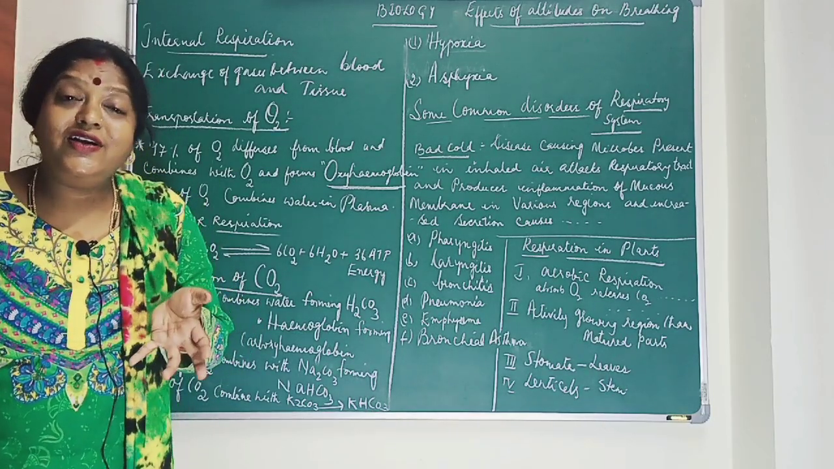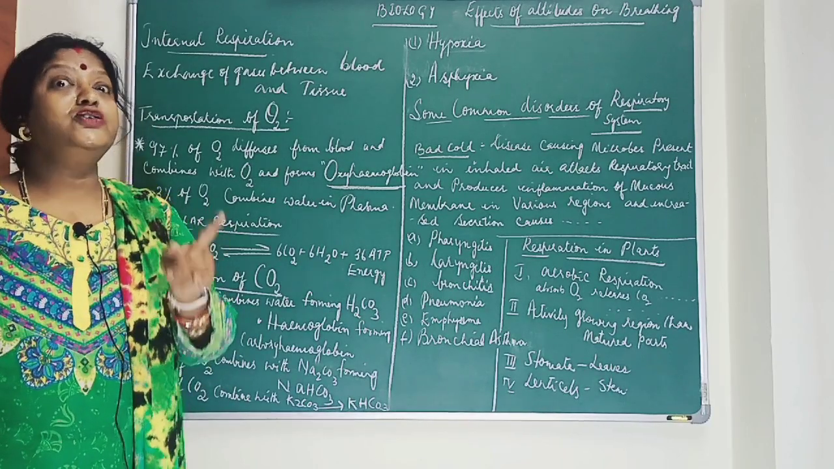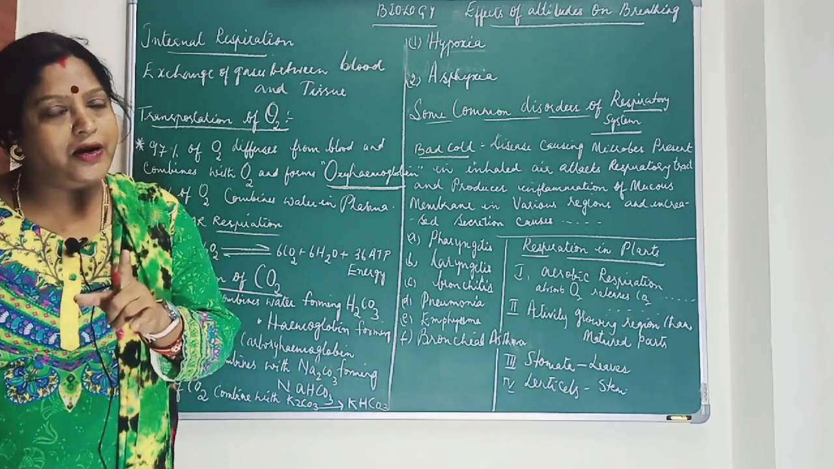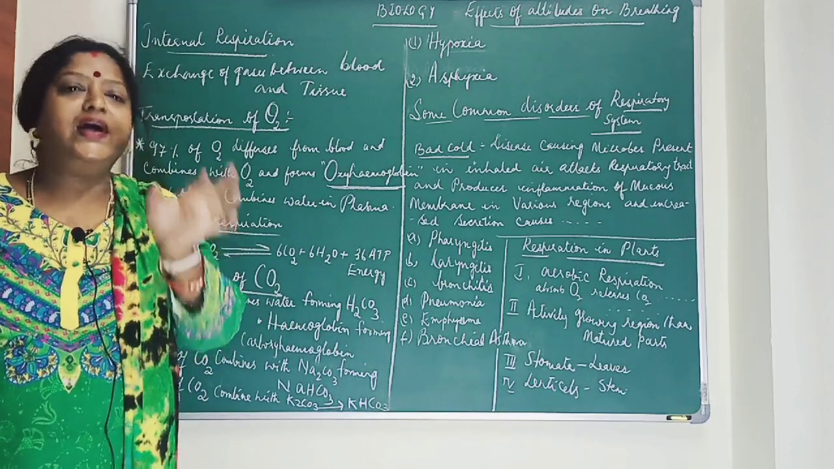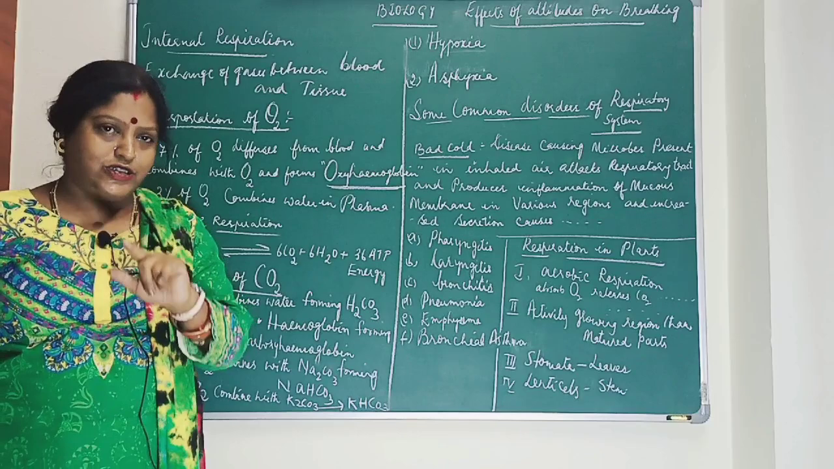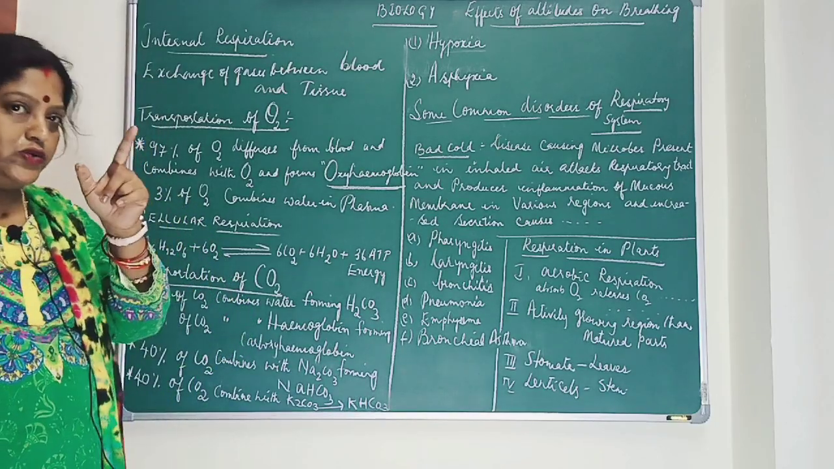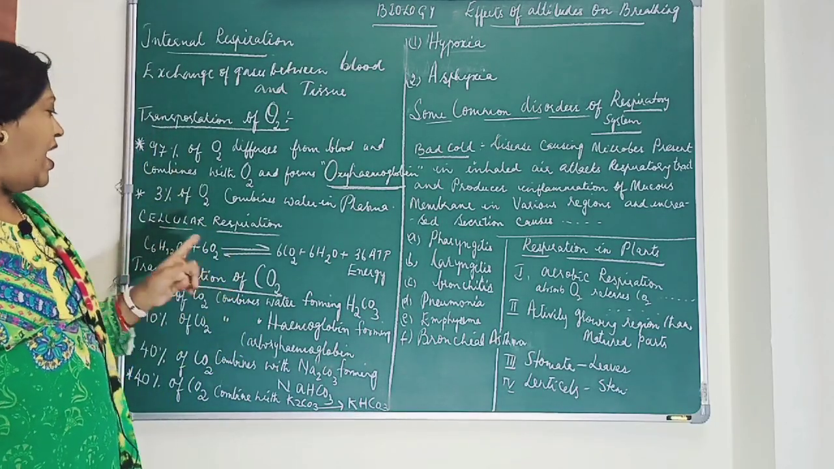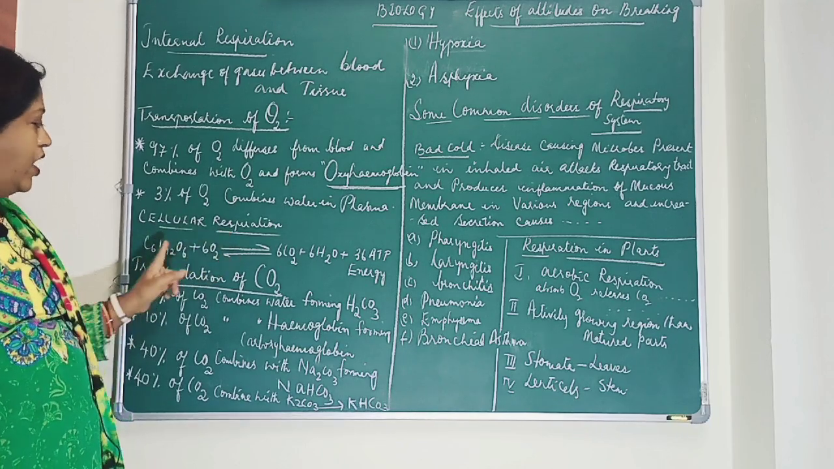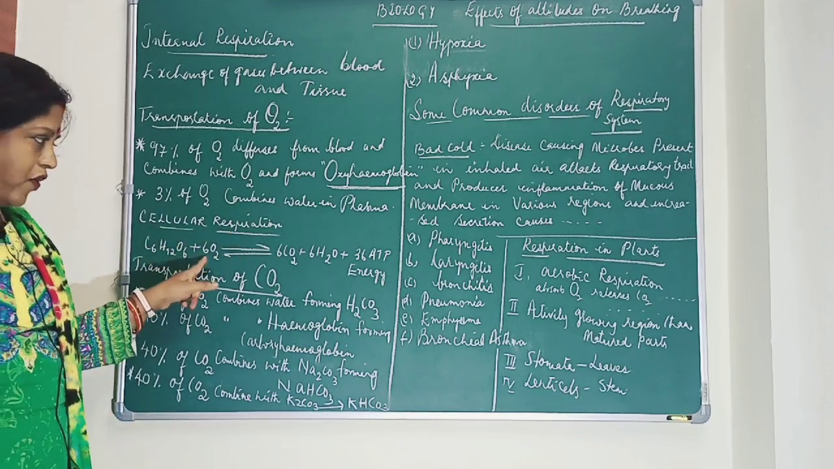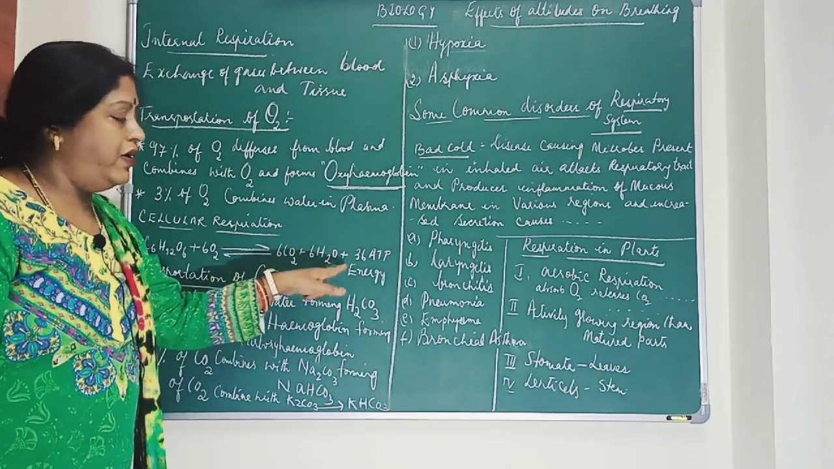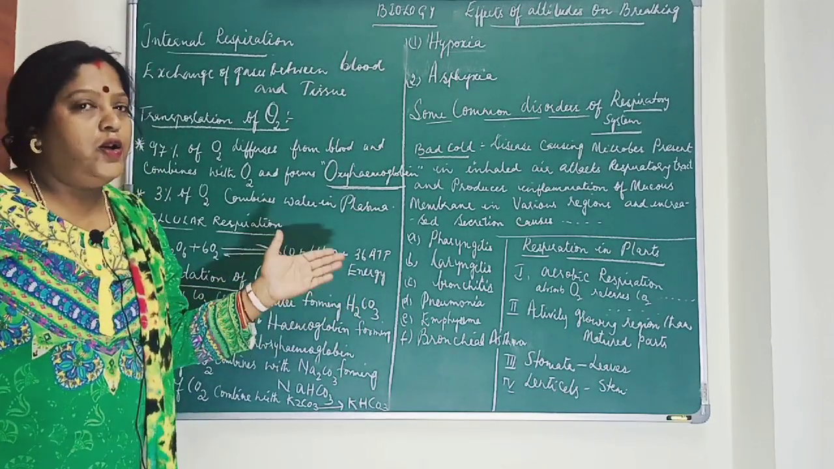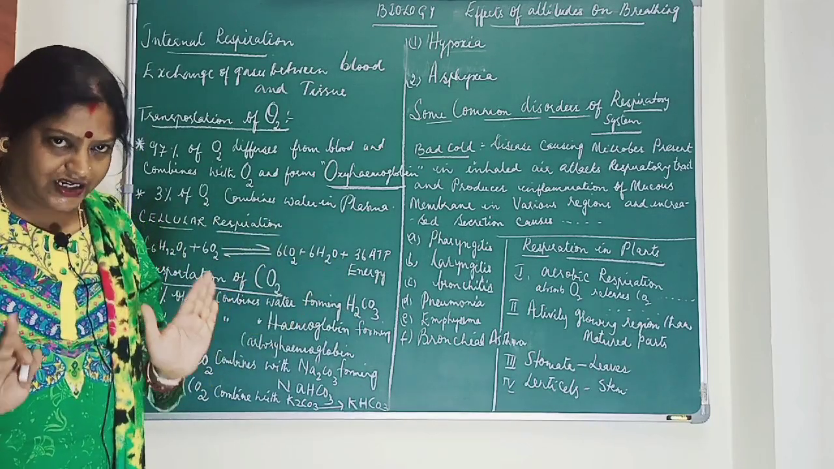So what is cellular respiration? Oxidation of glucose to carbon dioxide and water. As it takes place at the cellular level, it is called cellular respiration. So oxygen enters into tissue and cell, and this is cellular respiration. Glucose in the presence of oxygen gives carbon dioxide and water and also energy. So a lot of energy is produced, understood children?